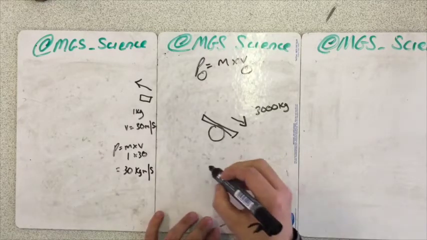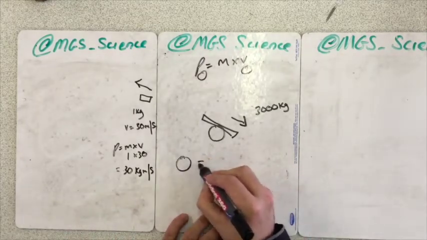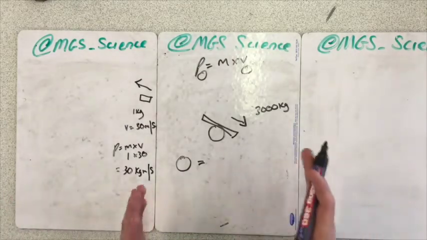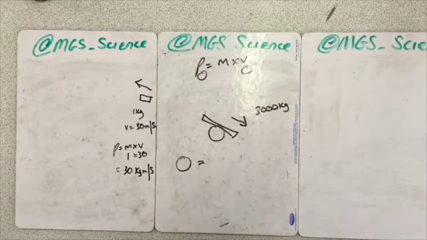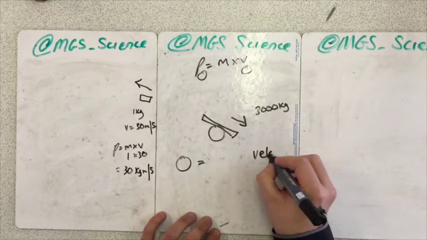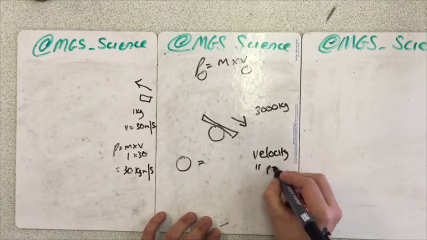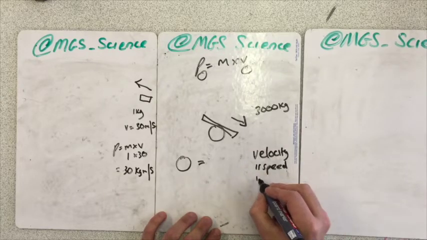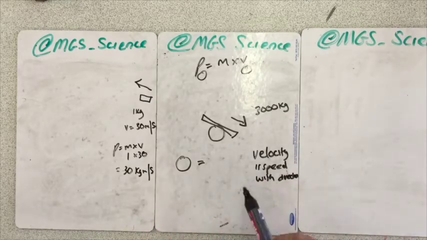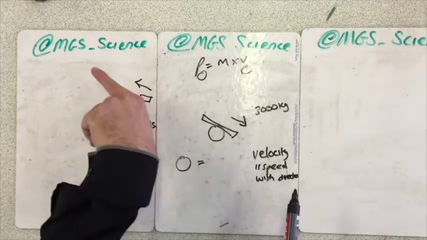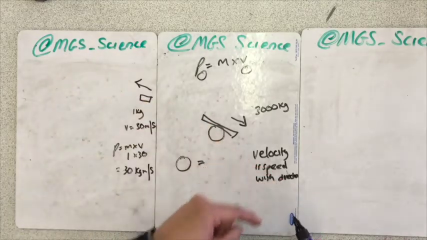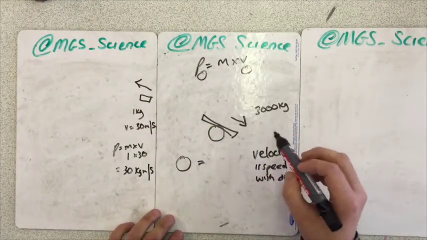We can say that momentum before is 0. So if momentum is 0 overall, that hasn't changed. Before we fired this gun, momentum was 0. After we fired it, overall momentum is 0. But we know that velocity is speed with direction. Okay, that means that this momentum going in this direction is negative compared to this one. So let's have a look.